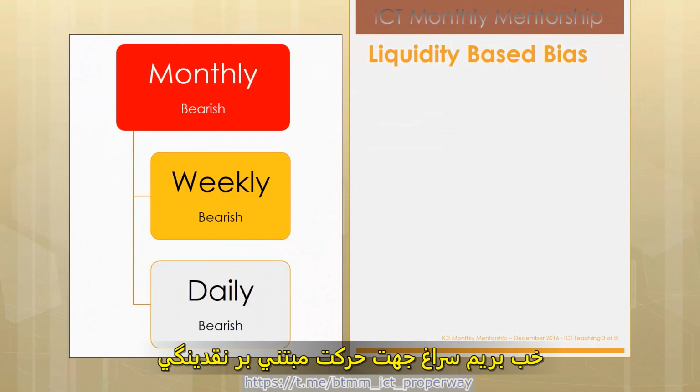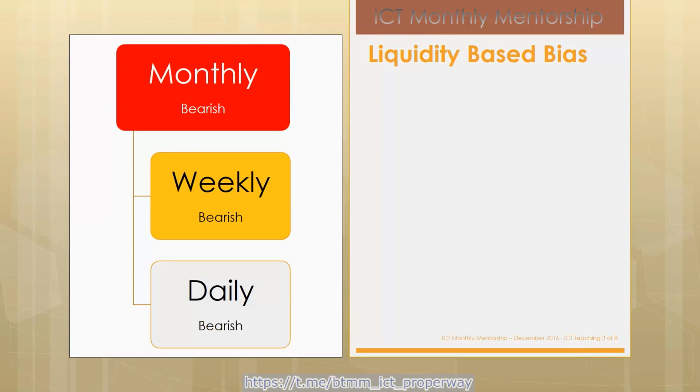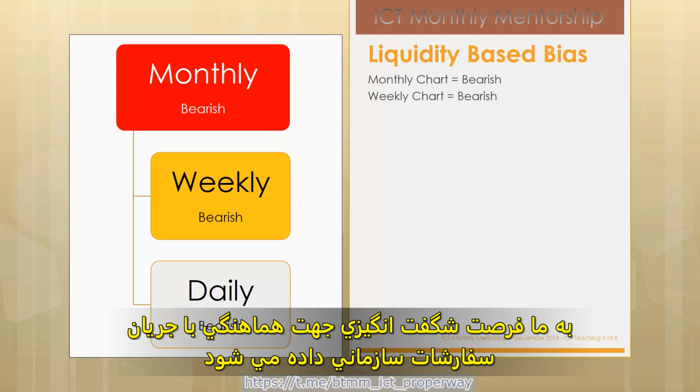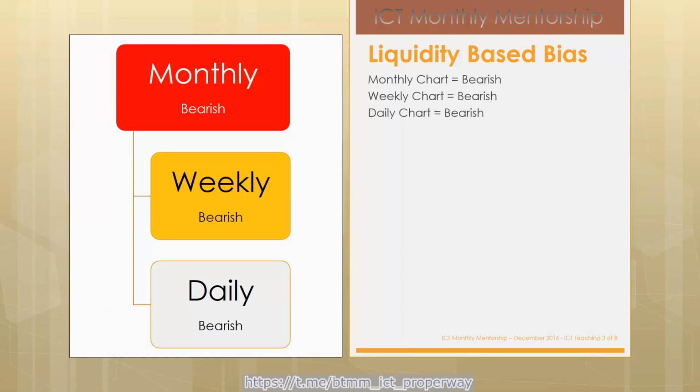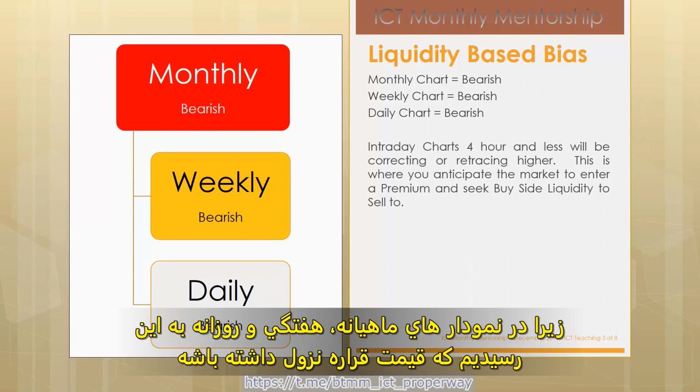Okay, liquidity-based bias. If the monthly chart is bearish, the weekly chart's bearish, and the daily chart's bearish, that'll give us a wonderful opportunity to get in sync with institutional order flow. Intraday charts, 4 hours and less, will be correcting and retracing higher. Now again, the markets are predisposed to go lower because on the monthly, weekly, and daily, we have arrived at a bias that we have seen price want to go lower.